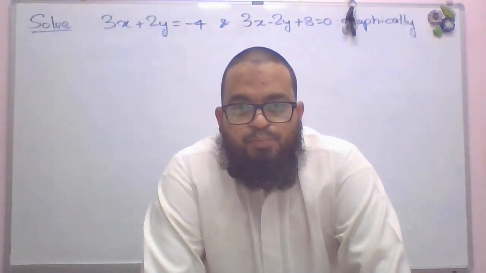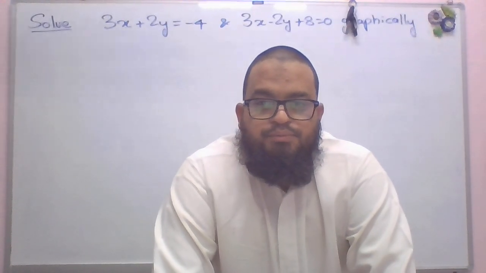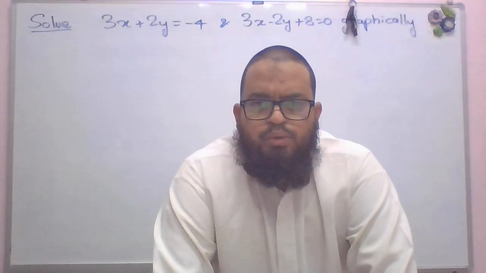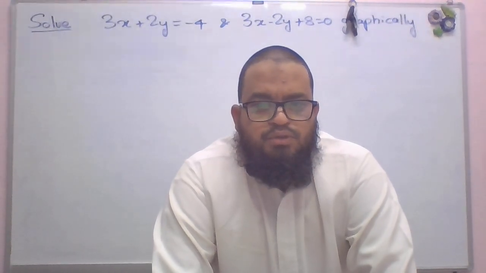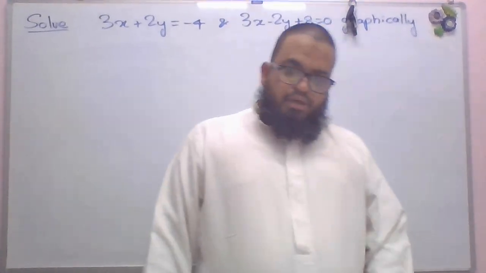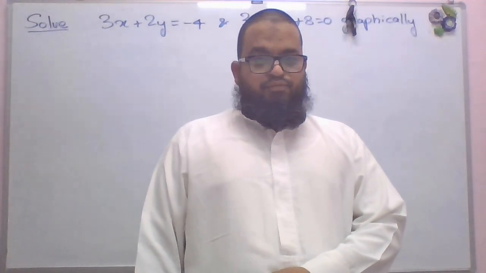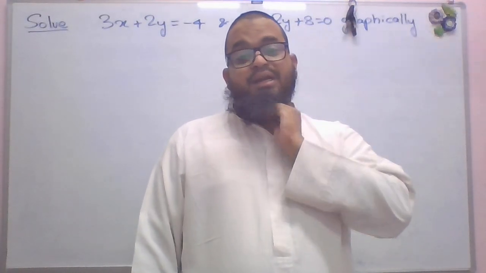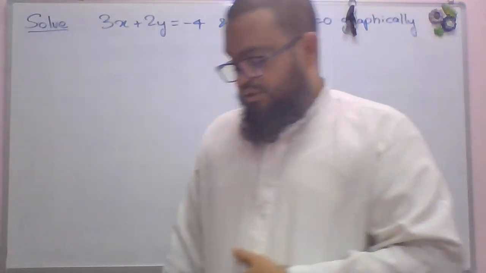And this is the problem of linear equation in two variables: 3x plus 2y is equal to minus 4 and 3x minus 2y plus 8 is equal to 0, and solve it graphically. See, whenever you need to solve using a graph, first you have to find the coordinates, right? Solutions of both the equations.